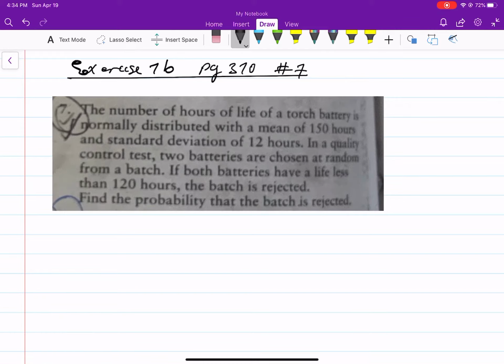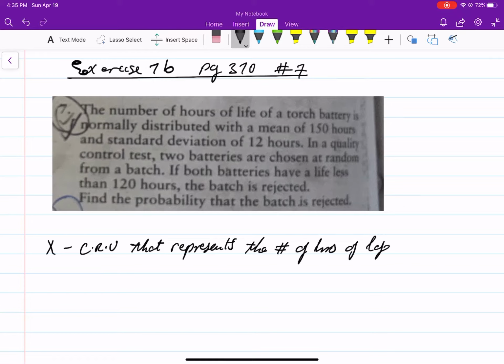The number of hours of life of a torch battery is normally distributed with a mean of 150 hours and a standard deviation of 12 hours. One of the things you should always get accustomed to doing is writing out in words your random variable. X is a continuous random variable, CRV, that represents the number of hours of life of a torch battery.